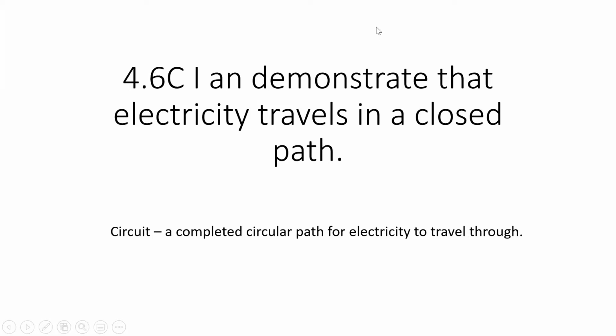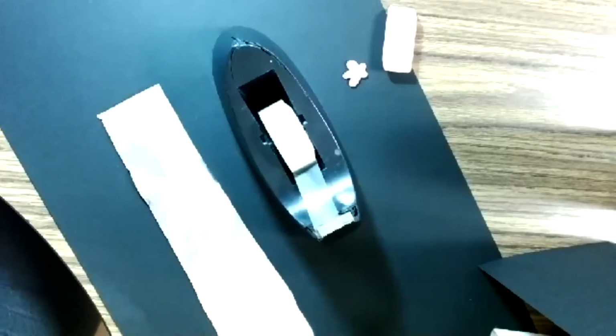If that circle is broken, the electricity will not travel through it, and your lights won't come on, your fan won't come on, your device won't charge. So you have to have a completed circle for the electricity to travel through. And we're going to demonstrate that today. I am going to show you some interesting things that I learned when my daughter was in school.